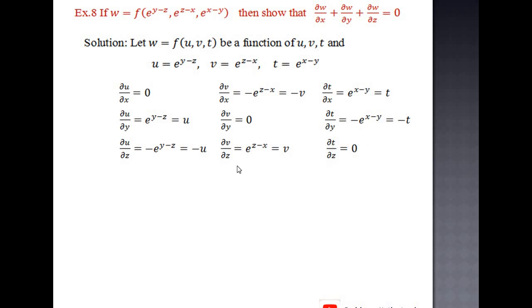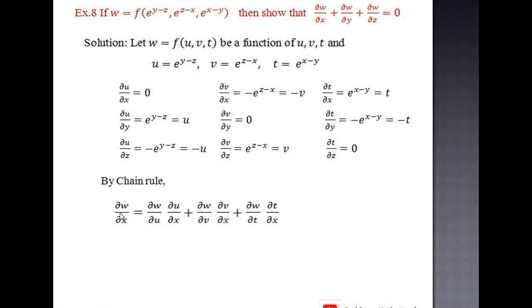These are derivatives of u, v and t with respect to x, y and z, and therefore by chain rule, ∂w/∂x = ∂w/∂u · ∂u/∂x + ∂w/∂v · ∂v/∂x + ∂w/∂t · ∂t/∂x.